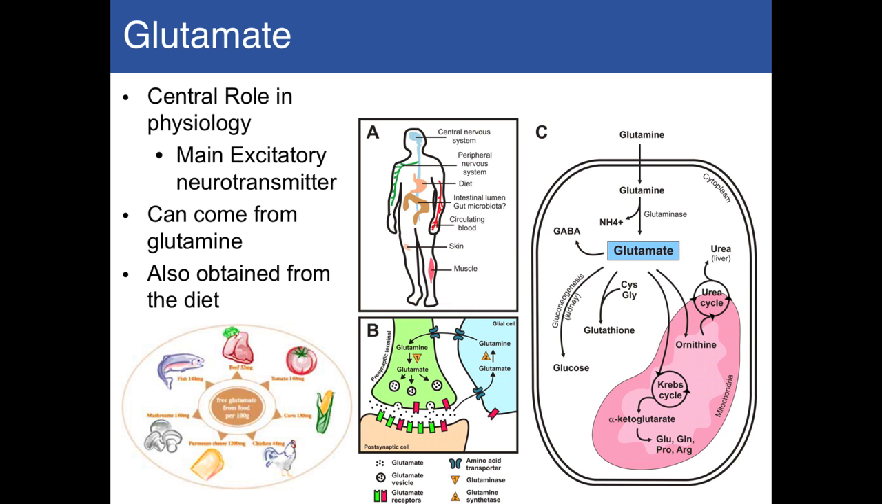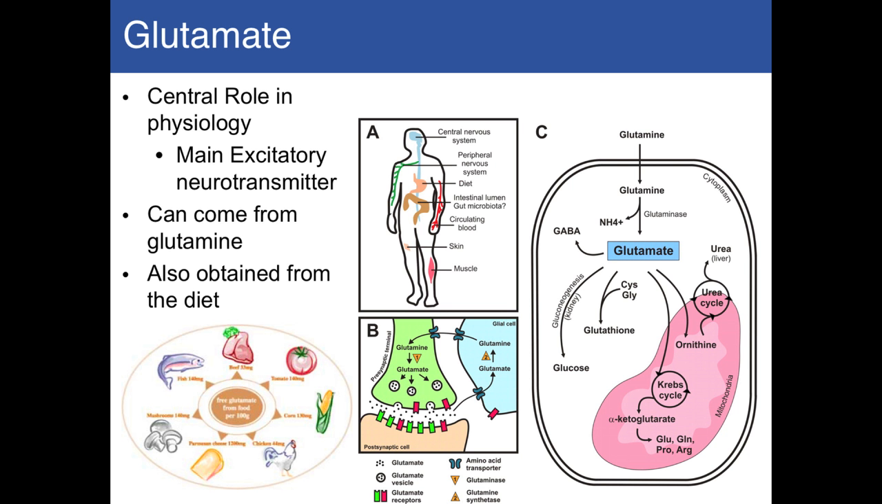But GABA is a very common neurotransmitter. So glutamate can also be converted by gluconeogenesis into glucose. We can make glutathione, or we can enter into the Krebs cycle here. We can also enter between the Krebs cycle and the urea cycle and ornithine, and go out and process through the liver. Glutamate plays a central role in all of these processes. It's central to physiology. It's one of the ways that we move nitrogen around.